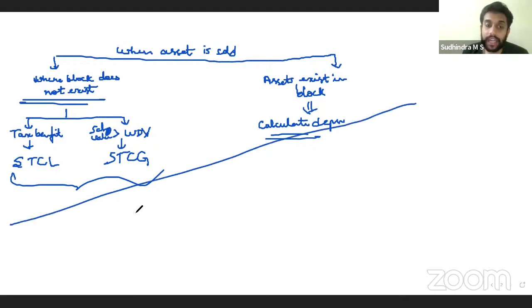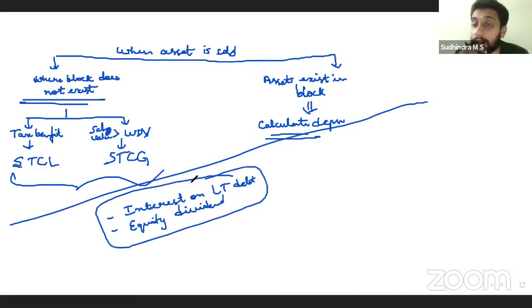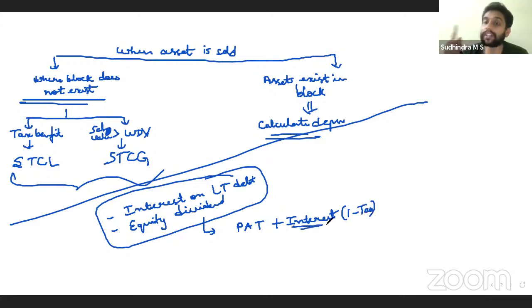financial charges like interest on long-term debt and dividends, equity dividends, etc., shall not be considered. These two will not be part of our capital cash flows. These two cannot be considered as cash flows. Therefore, when we are adding up interest, we say PAT plus interest into 1 minus tax rate, because interest is a tax deductible expenditure. So interest into 1 minus tax rate is to be considered.